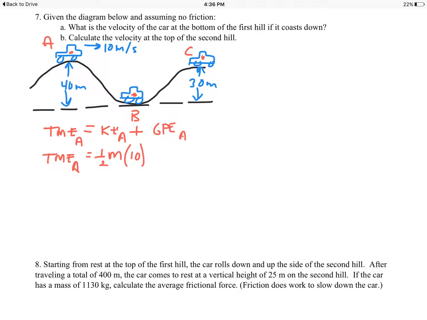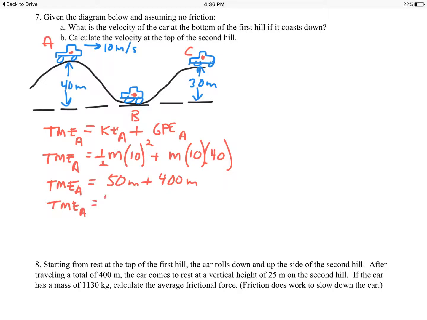I do have the velocity, 10 meters per second, plus the GPE at A, which is the mass, once again we don't know it, times 10 meters per second squared, the acceleration due to gravity. The 10 over here for the kinetic energy is the 10 meters per second. This is 10 meters per second squared for gravity's acceleration, times the height, which is 40 meters. All right. Now the M in that equation there is not meters, it's mass. The TME will have to be done symbolically here. 1/2 times M times 10 squared, 100. It's 50M plus 400M gives me a TME at point A of 450 M, where M is the mass, not meters.